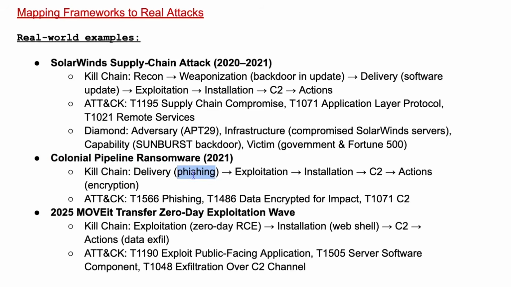And it all started from somebody clicking on a phishing link and opening a phishing email. So very, very simple entry point, but of course it worked. And then they were able to hold a large company at ransom. The MITRE ATT&CK references for this, of course it starts with phishing, and we have data encrypted for impact, and then we have C2 for command and control. So these were the techniques that were mapped to this specific attack campaign.